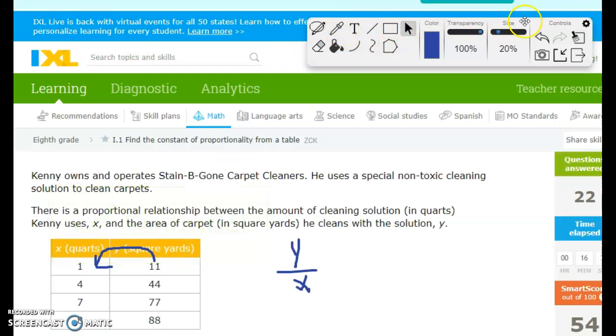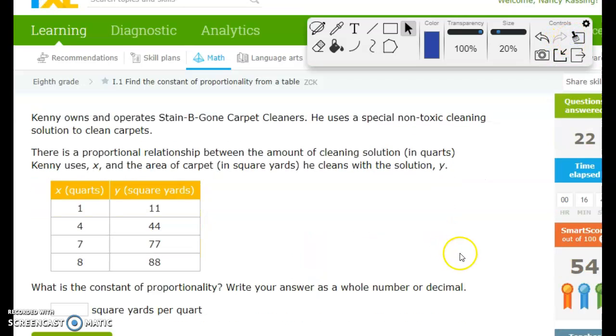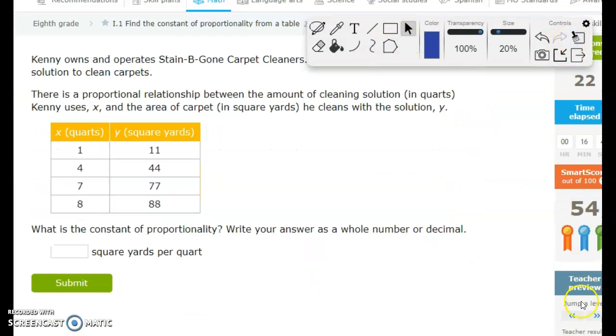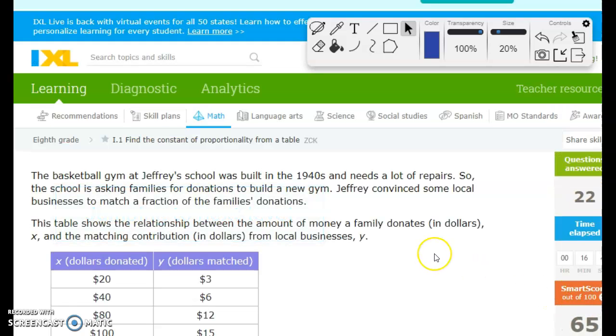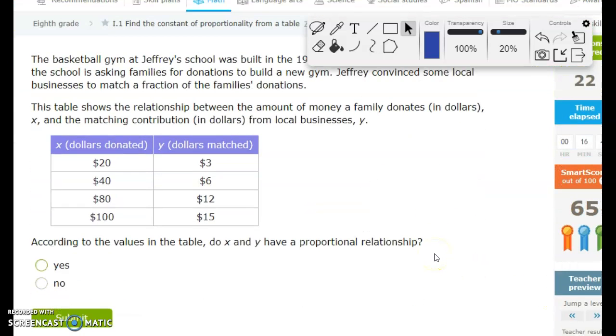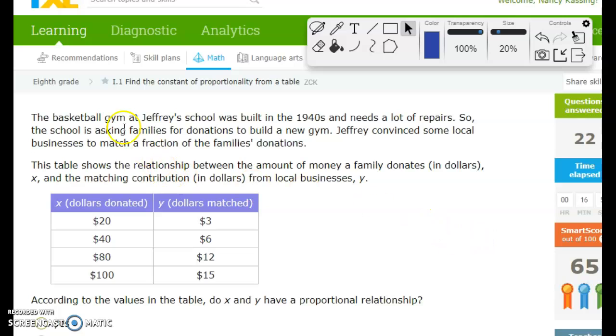All right, we're going to jump to some that get a little bit harder and do a different step here. And you're not able to do this on your version, but on a teacher version we can. So this one wants to know, according to the tables, do they have a proportional relationship? Let's see what this is about.